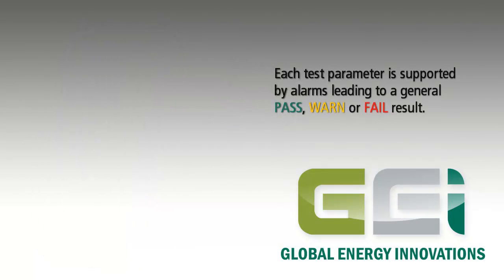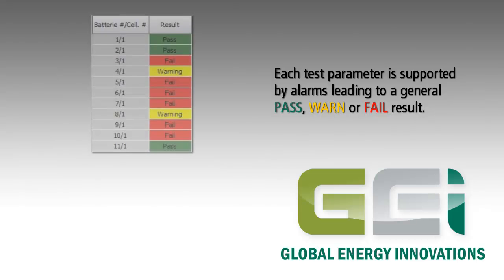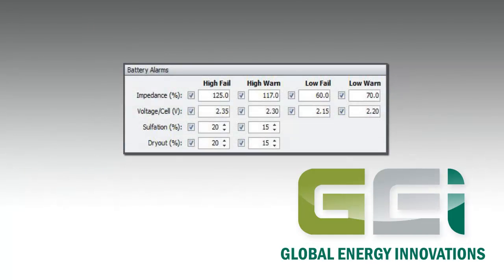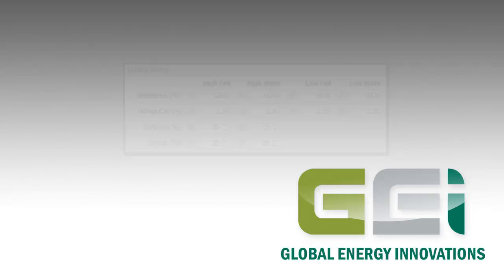The interpretation of the test parameters is supported by means of alarms. If one or more of the parameters fails the alarm conditions, the battery will have a warn or a fail status. Warn means that the battery should be monitored more frequently, and fail indicates that the battery has reached the end of its life and should be replaced. Alarms used in the EC series analyzer and IBMS are customizable to match any battery chemistry.